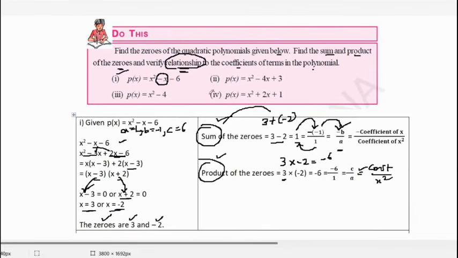Similarly, you have to find the other three problems, students. Have a try.